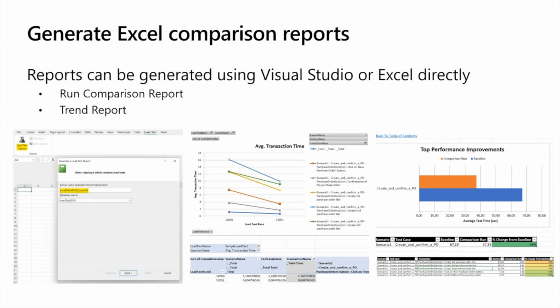The second report is the trend report, and that allows you to monitor a trend across multiple series of load test runs. So it's similar to when you start out in Excel and say create trend report, and then it'll allow you to select multiple runs together, and then it'll draw you that result.